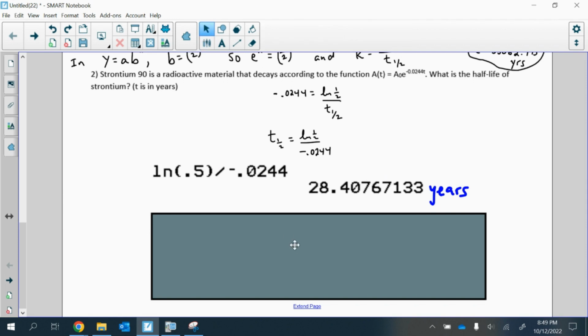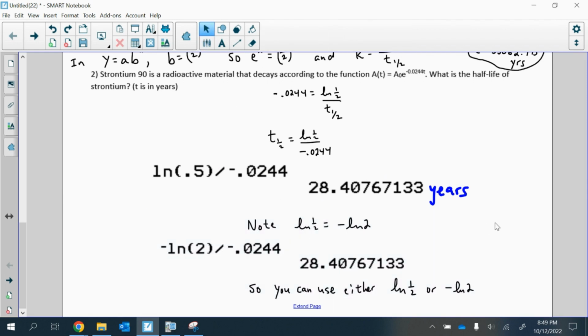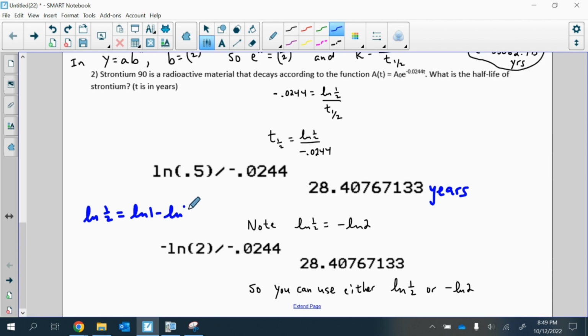Now, one other thing that may be important to be aware of is that natural log of 1/2 and natural log of 2 are opposites, and that's just a log rule, right? Because if I have the natural log of 1/2, that's equal to the natural log of 1 minus the natural log of 2 using our log properties. Natural log of 1 is 0. So these two things are the same. Because of that, I can use either natural log of 1/2 or negative natural log of 2 in any of these formulas that I have. So this is also equal to the natural log of 2 over positive 0.0244. Kind of just depends on how you want to do it.